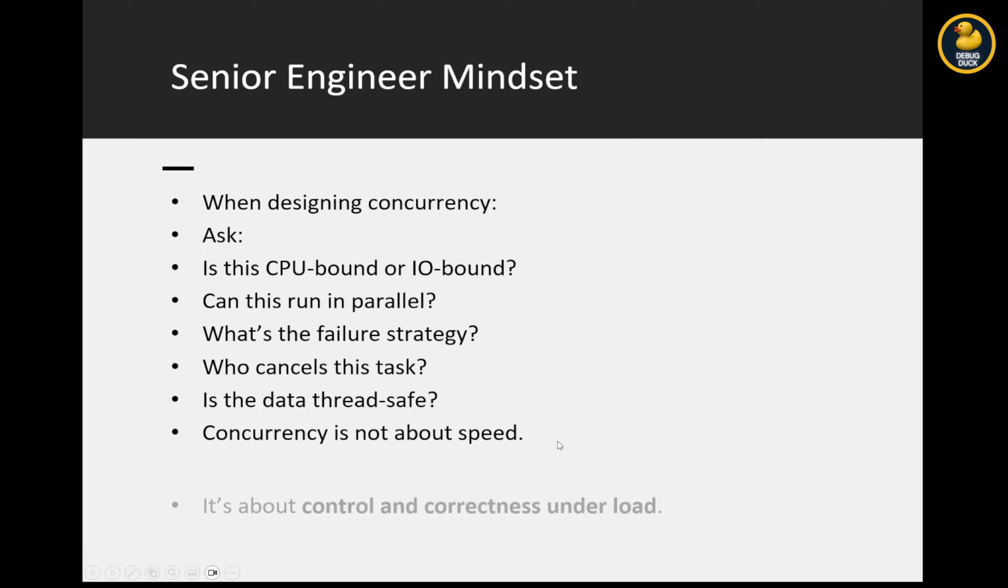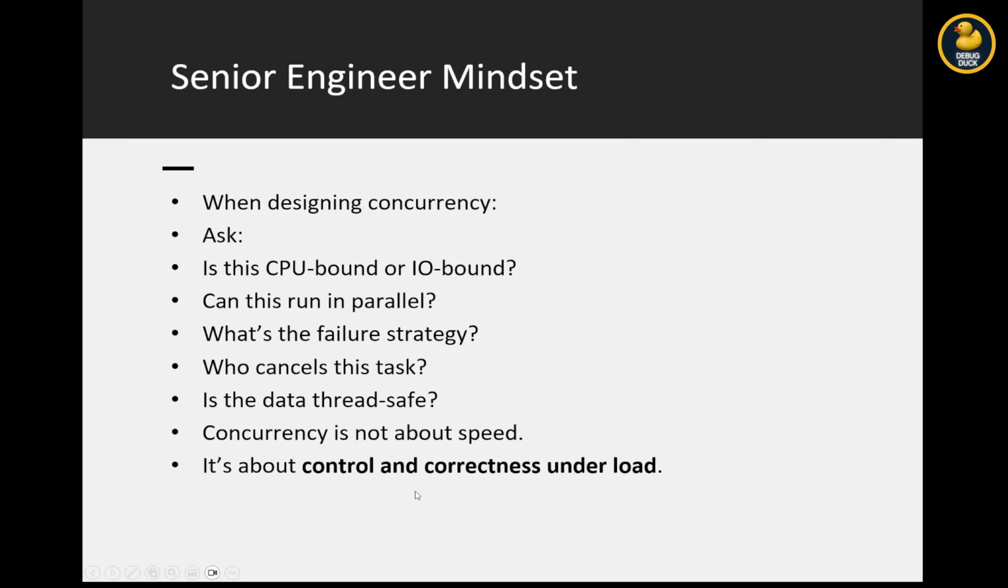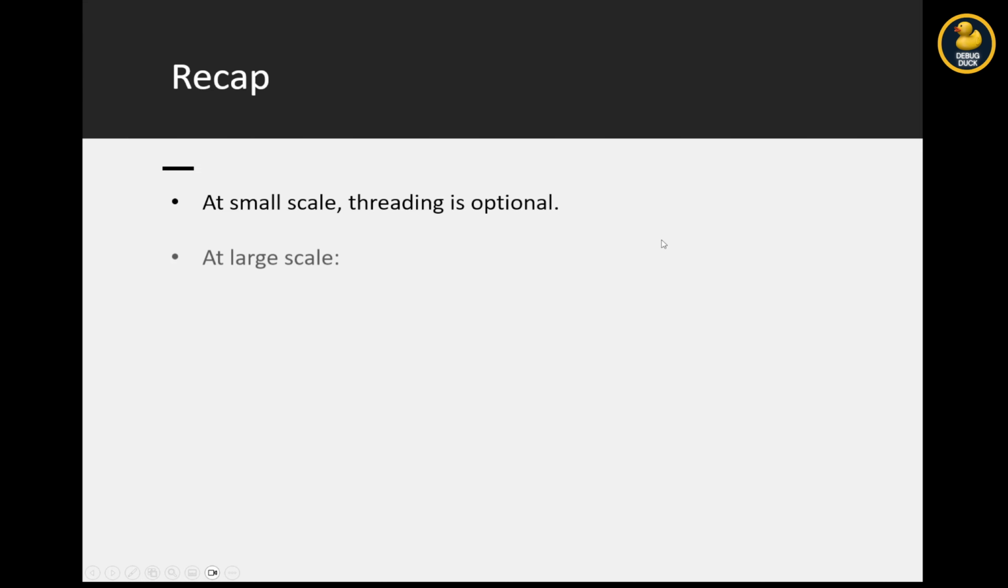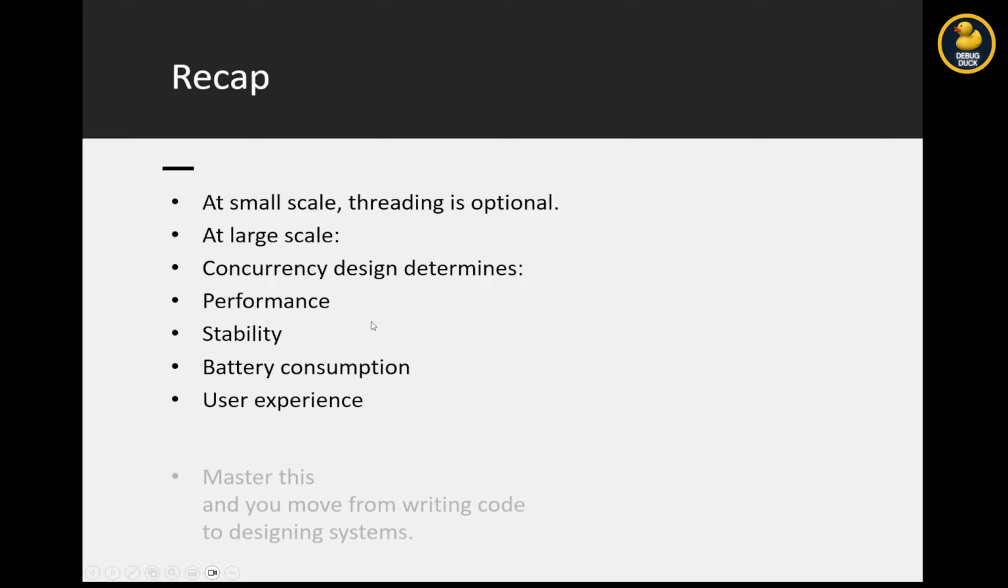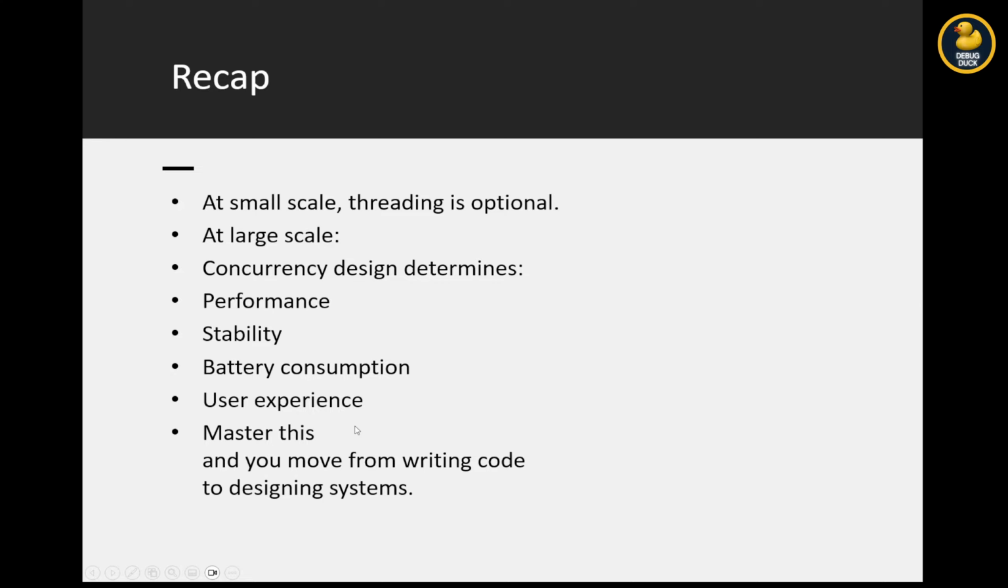Concurrency is not about speed, it's about control and correctness under load. At small scale, threading is optional, but at large scale, concurrency design determines performance, stability, battery consumption, and user experience. Master this and you move from writing code to designing systems.